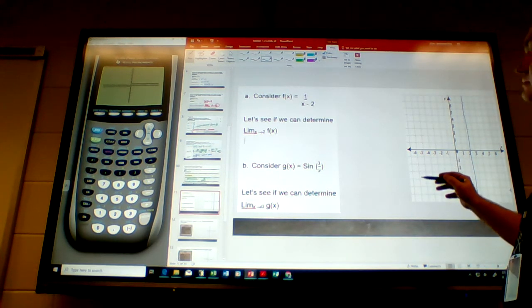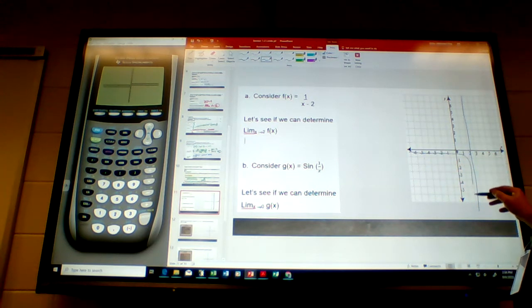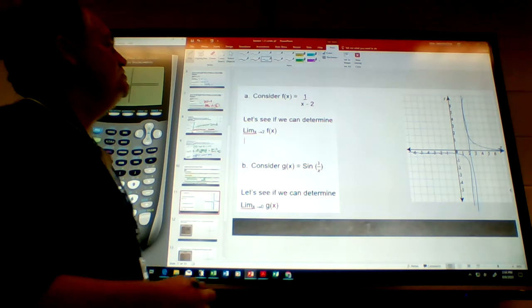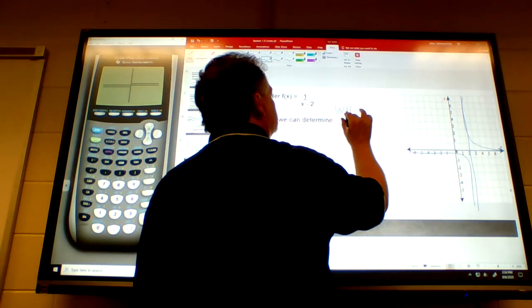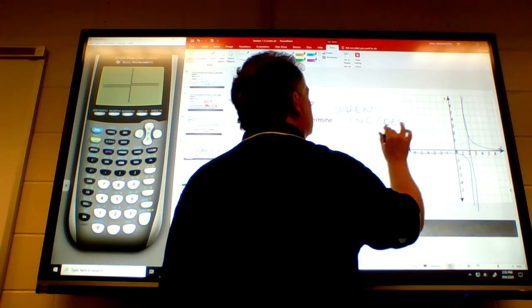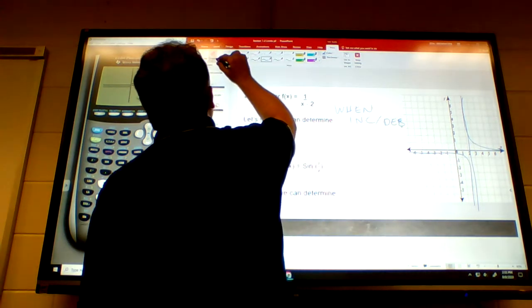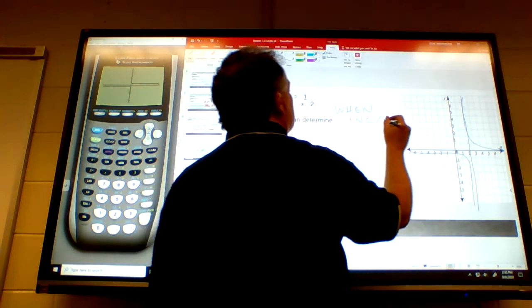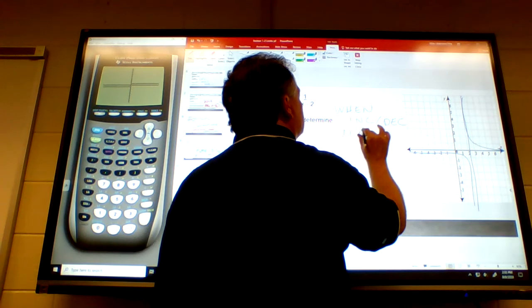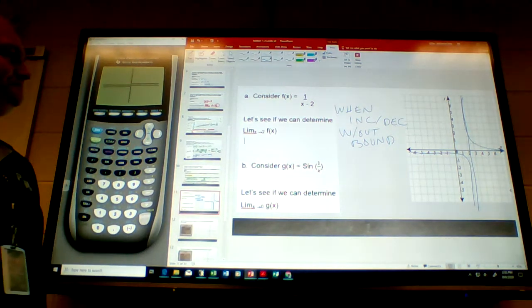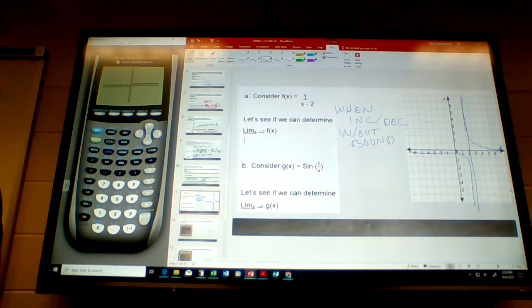And then it's going to do this. It's going to do that. Now, it's not a great graph, but this is when it increases, or decreases, without bound. All right. Now, for the next one, I'll let you do this one on your own as well.